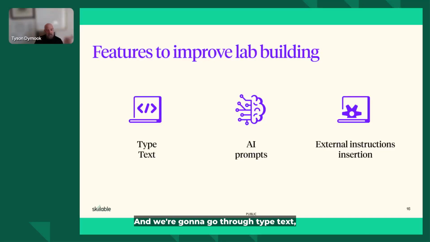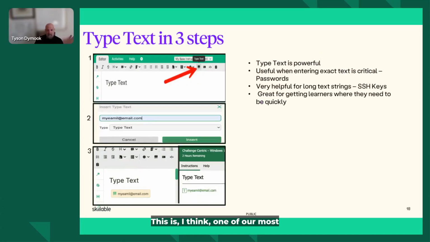And we're going to go through type text, the AI prompts, and external instructions insertion. So to start out with, let's do type text. This is, I think, one of our most powerful features. This is something that's used all the time, and it's just really great.